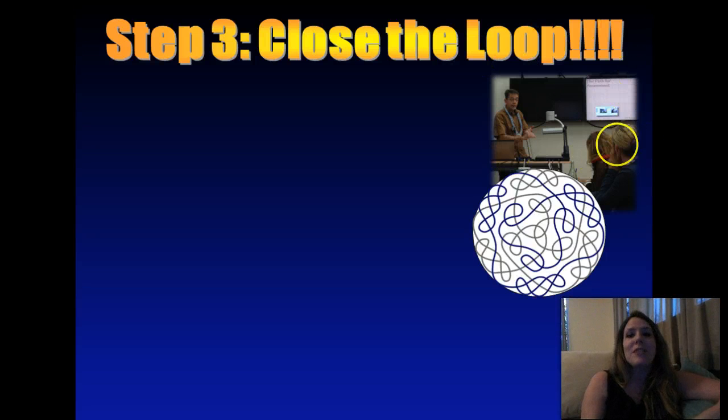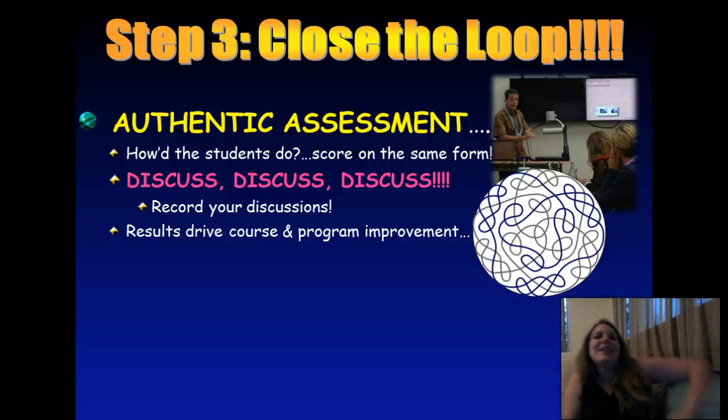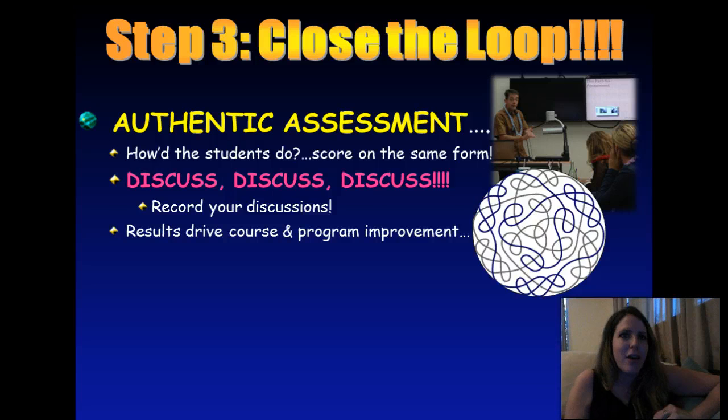So I want you to think of assessment kind of like a Celtic knot, where these loops just keep going and going and they never stop. And here's another nice picture from our assessment shindig in fall 2013. Okay, so closing the loop, it's about that authentic assessment, really figuring out how our students are doing in the courses, making improvements where they're needed, and that's how we're going to be able to close this loop. We're going to close it by discuss, discuss, discuss.